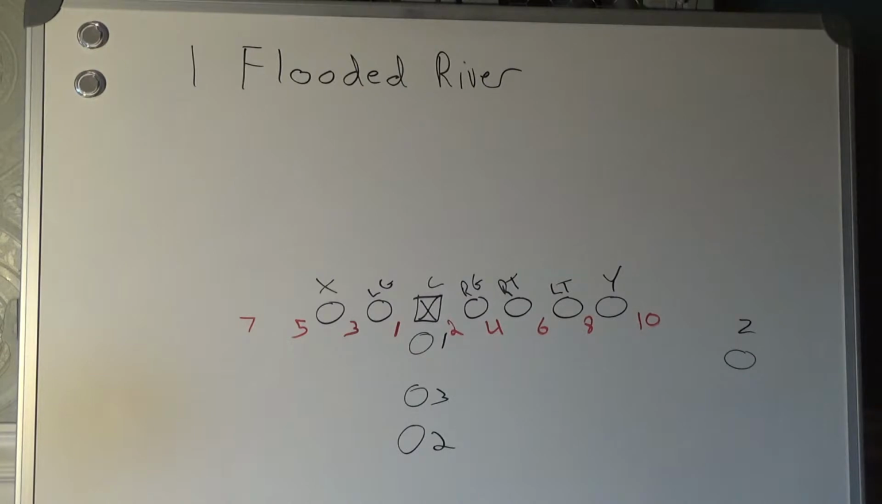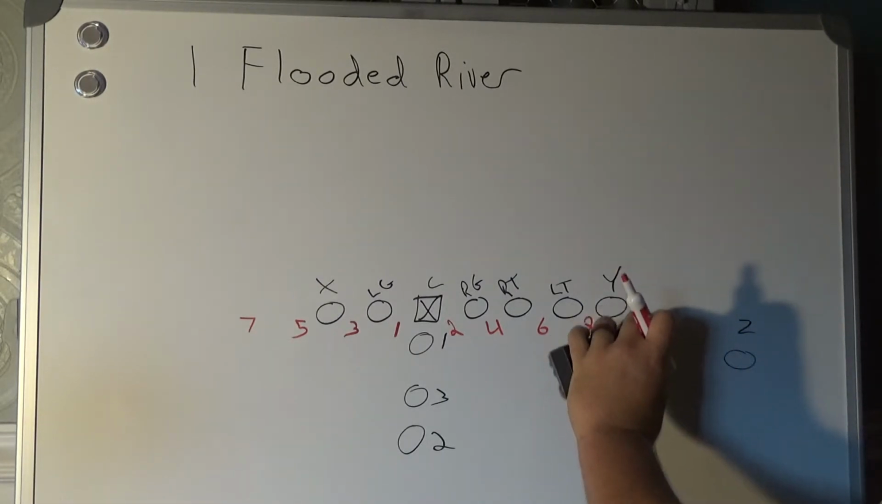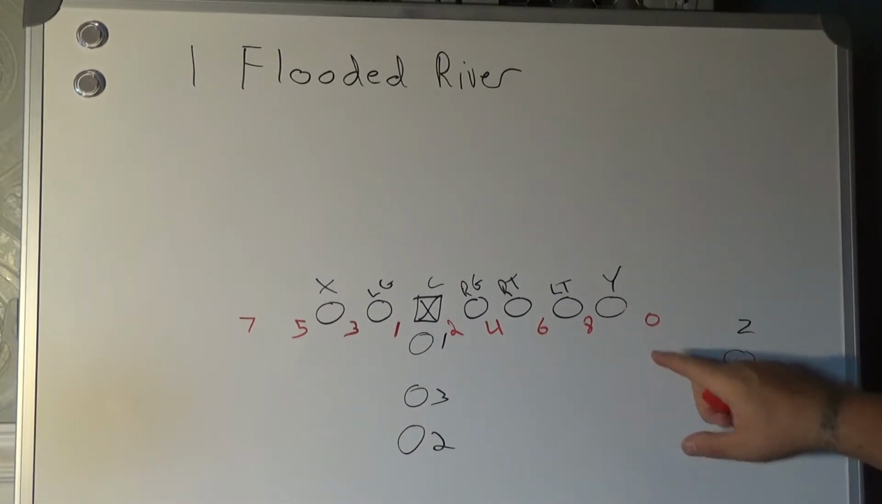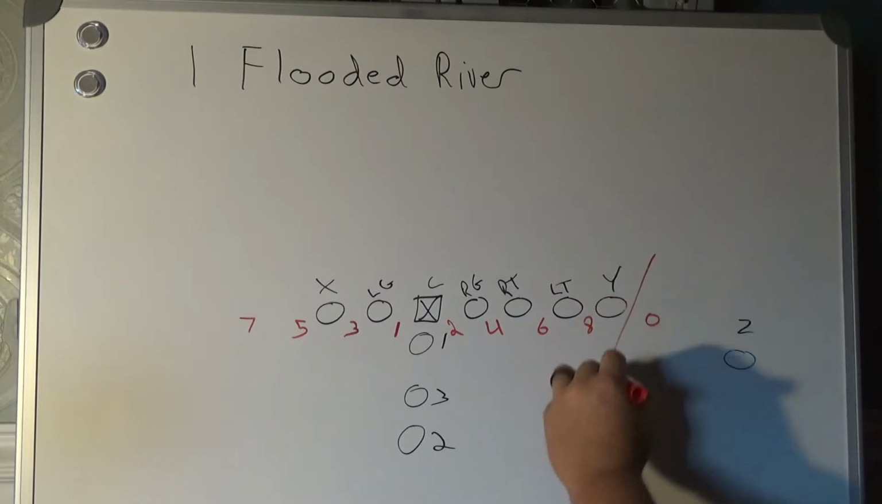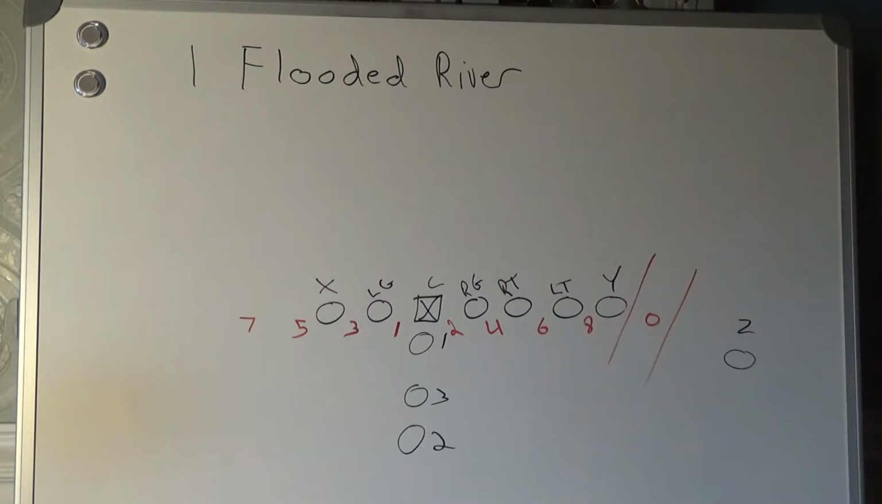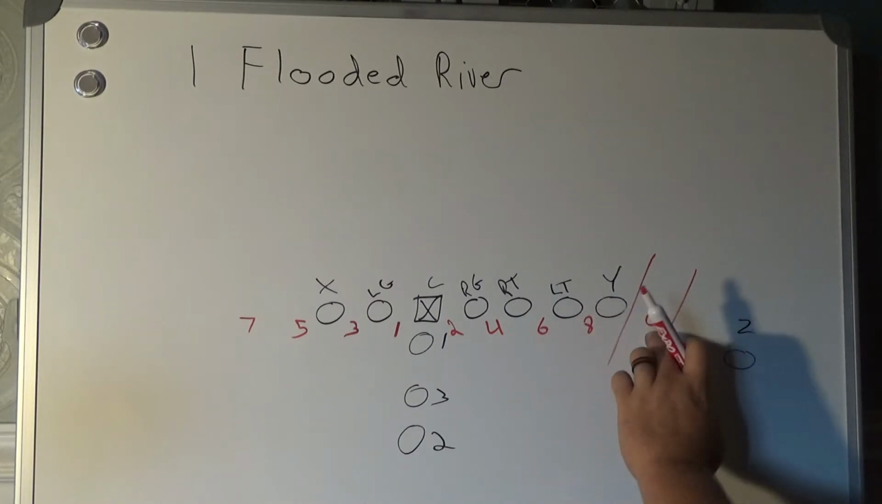For ease of our purposes, because it's a lot easier to say 20 toss than it is to say 210 toss, we're just going to get rid of this 1, and this is now going to become the 0 hole. So if we wanted to run I flooded river 20 toss, now we know this is our alley that we are tossing the ball to, since this is the closest hole to the sideline, since we've added an additional hole.